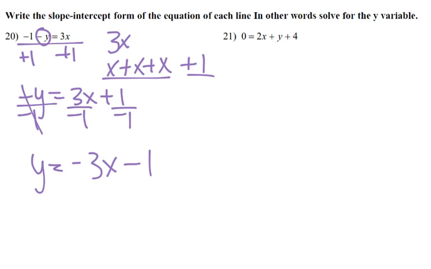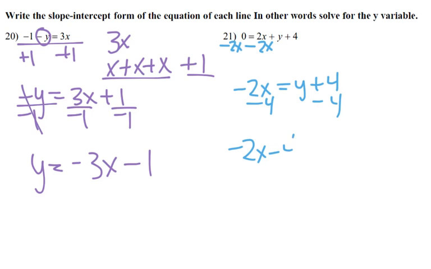21, same idea. Okay? Can subtract a 2x from both sides, giving me negative 2x equals y plus 4. Subtract a 4. Negative 2x minus 4 equals y. If I really wanted to, I can just rearrange.